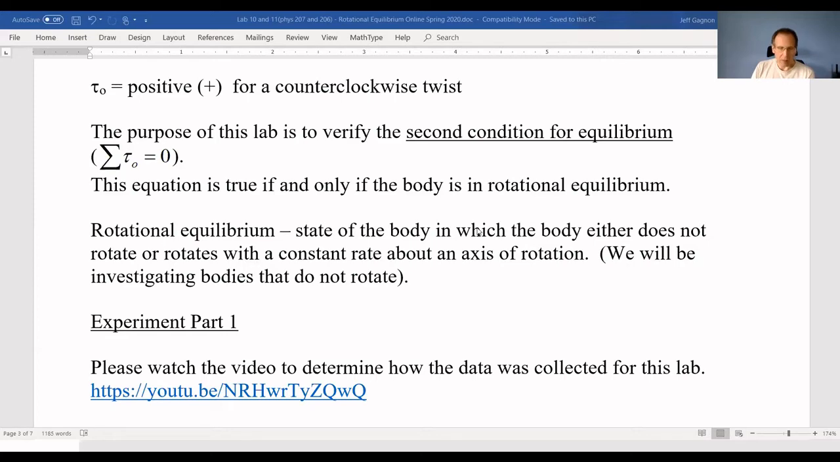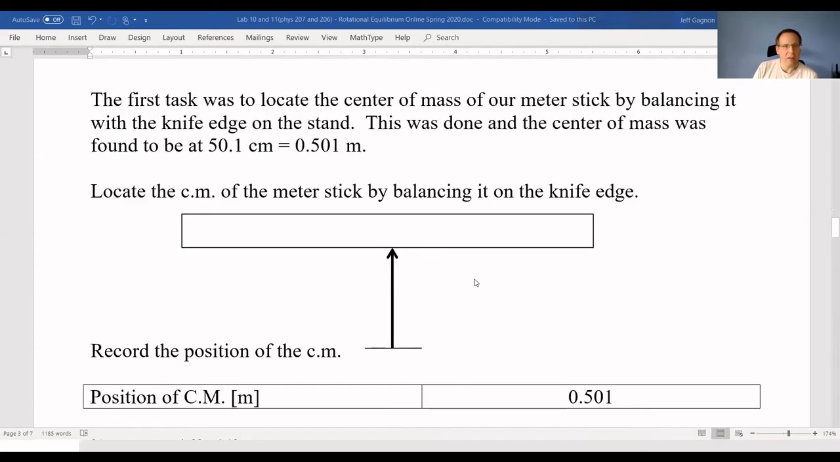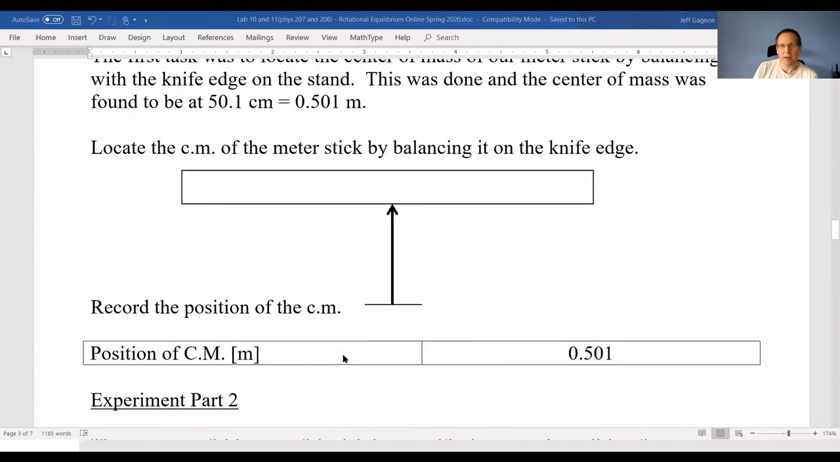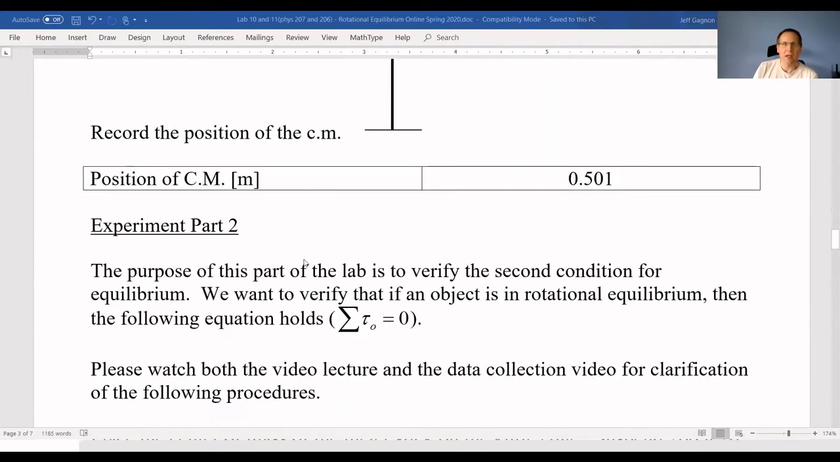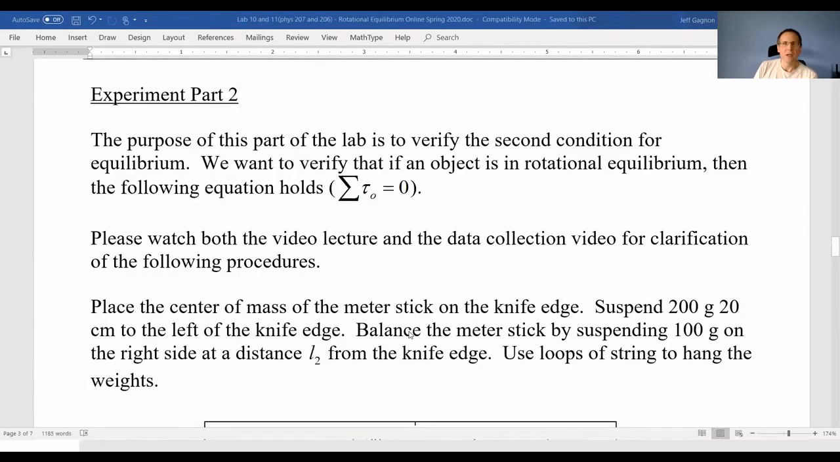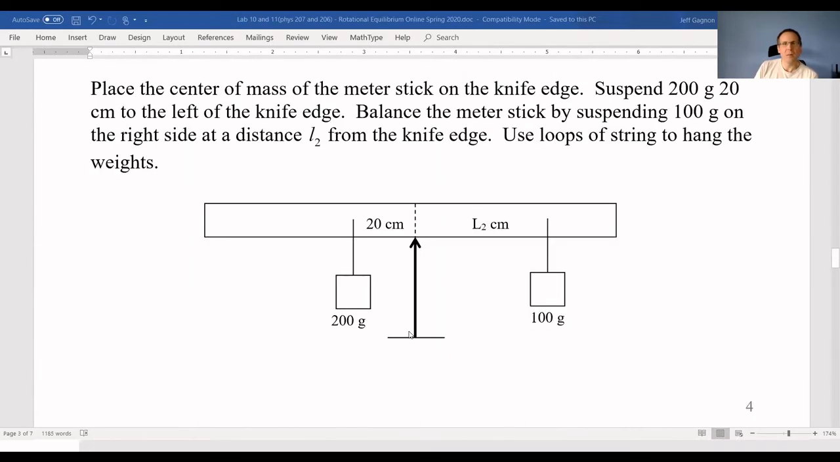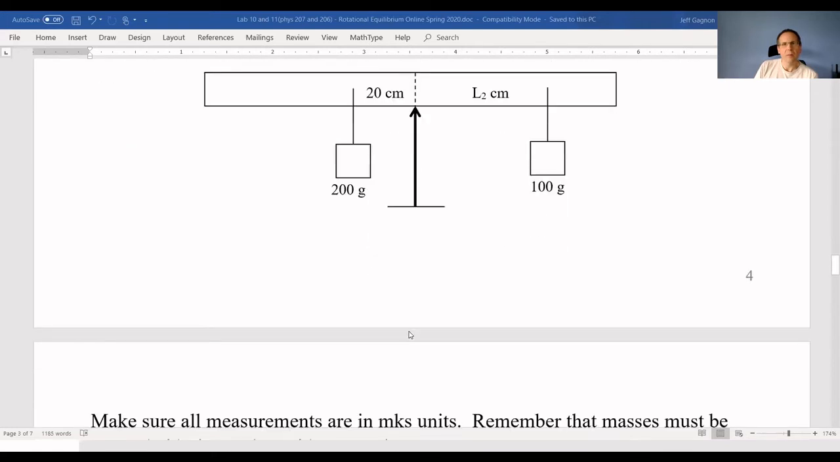Okay, so let me go back. We found the center of mass of our meter stick, right? So part 2 here, again, was to verify this second condition for equilibrium, the fact that the sum of torque should equal 0. So let me show you how you should measure this, set this up, and do these particular calculations.